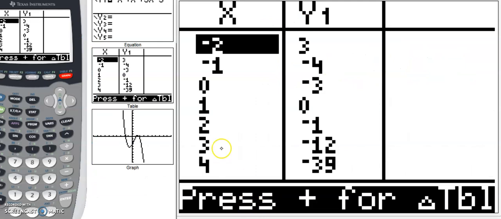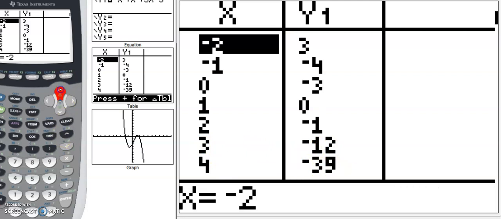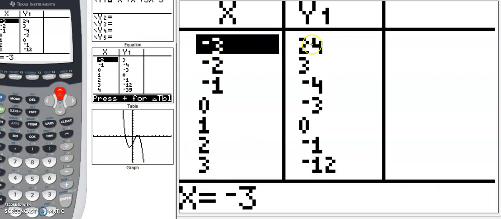Now notice that if I kept going, at 3, we're at -12, at 4, we're at -39. So some of these y coordinates are going to get pretty big pretty quickly. If I went one more in the negative direction, at -3, we're at +24.